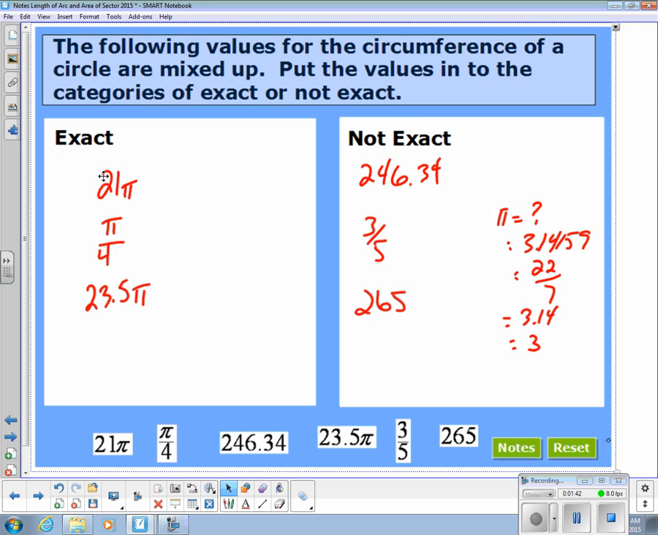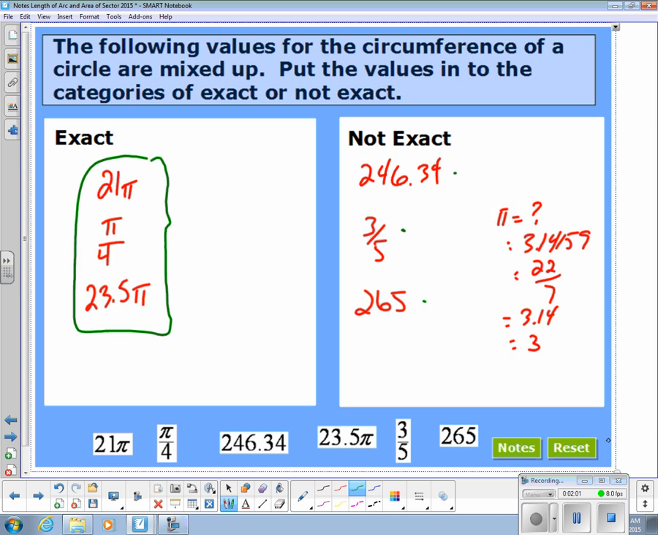The only way you can be exact is if you use the symbol pi. And so this circumference of 246.34 has pi multiplied in it and rounded to 2 decimal places. This one has pi in it, but it's rounded to a fraction. This one has pi in it, rounded to a whole number. Only these three over here represent an exact answer. So remember that when you're doing answers.